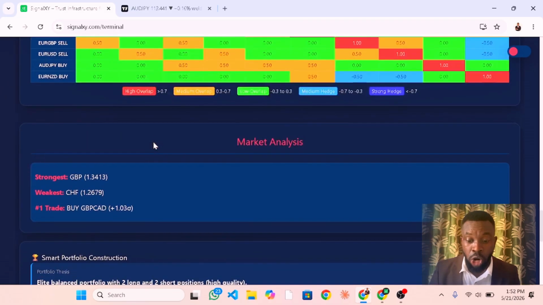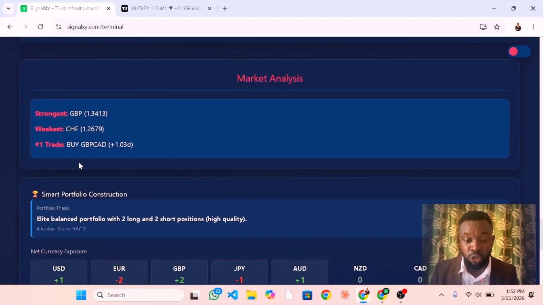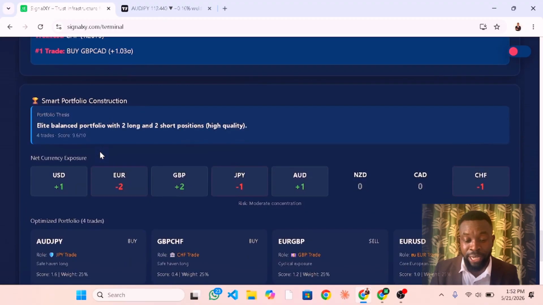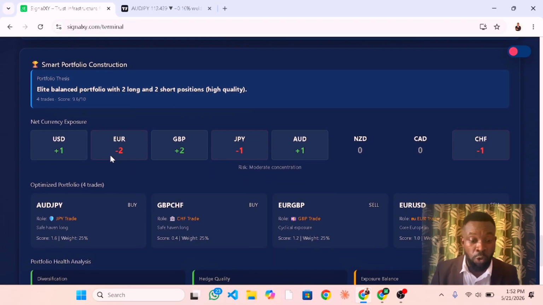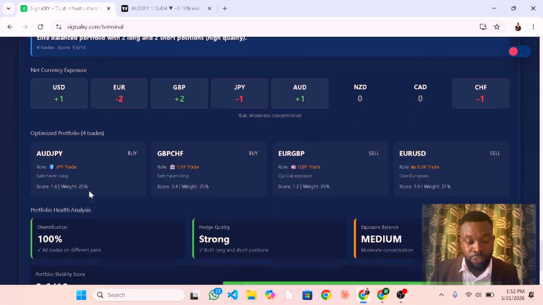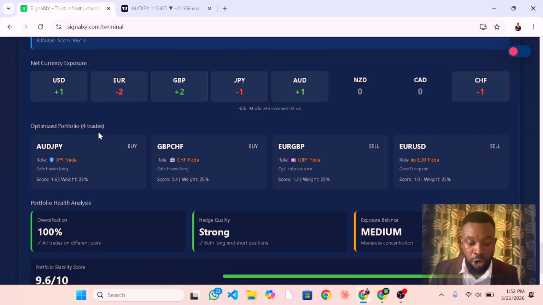All right, so when you come to the market analysis, it just shows you the top currency, but there is an area I want us to concentrate on, and after that, quickly we'll be going to the chart and then run the analysis and pick the best setup for today. If you look here, you will see the optimized portfolio for trades.